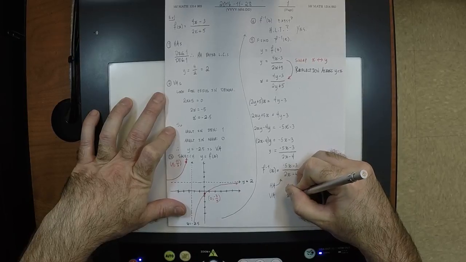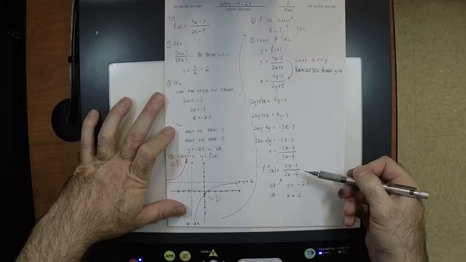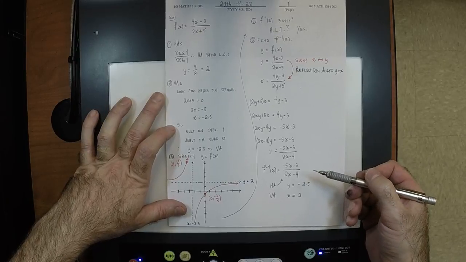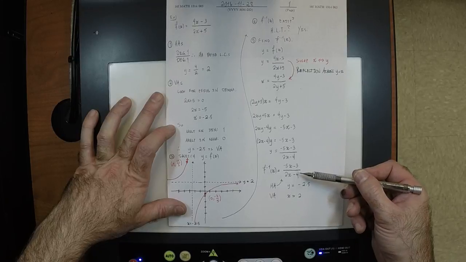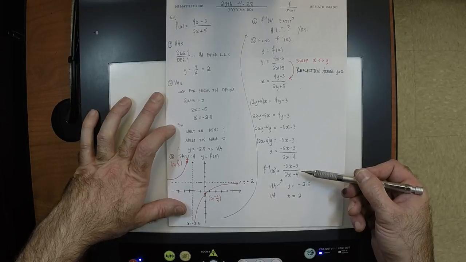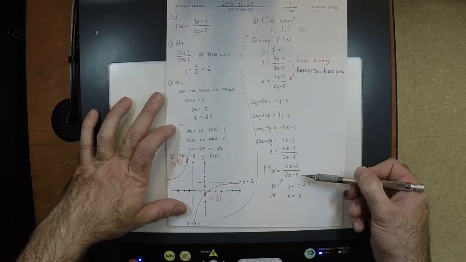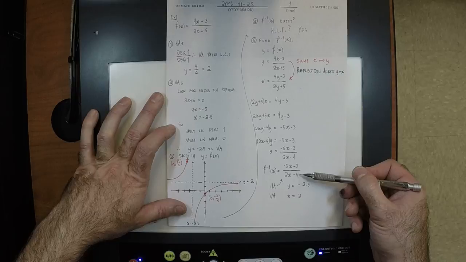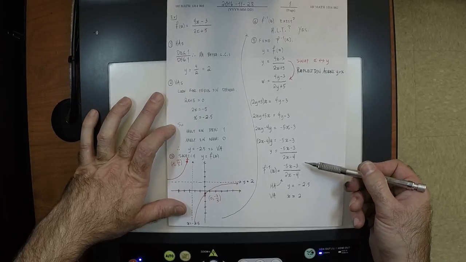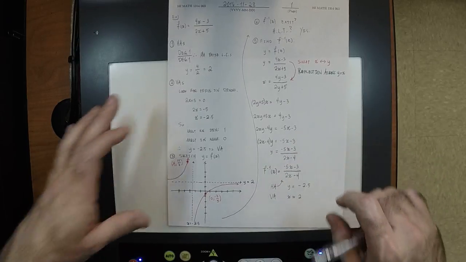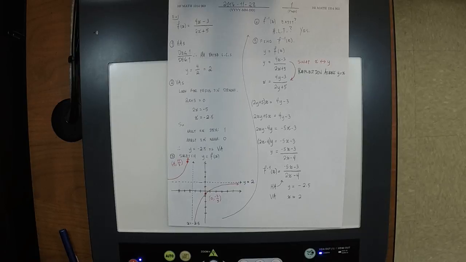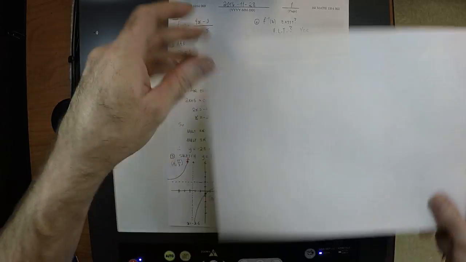Now I claim that. Okay, so in the first place, you can get that from the formula for the inverse function, right? It has a horizontal asymptote because it's degree 1 over degree 1, so that the horizontal asymptote is the ratio of the leading coefficients. Also, it has a vertical asymptote because observe that when you plug in 2, the denominator is 0, and the numerator is not. So it has a vertical asymptote. But I claim that you knew that even before we did this computation at all.